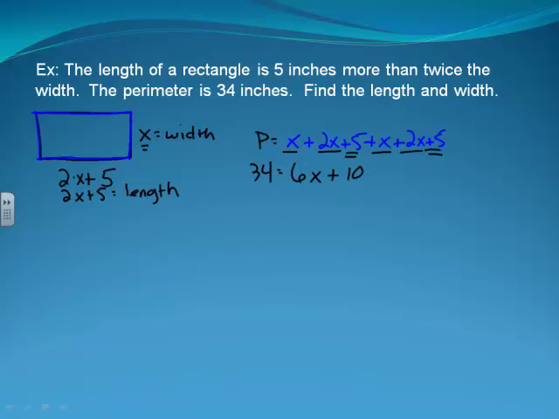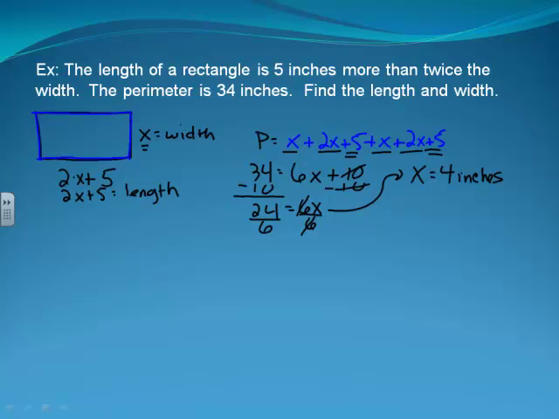So, isolate your x. I'm going to subtract 10 from both sides. 34 minus 10 is 24, equals 6x. If I then divide both sides by 6, I find that x is equal to 24 divided by 6, which is 4. It'll be 4 inches, because my original length and width were given in inches as well. Okay, my perimeter is in inches.